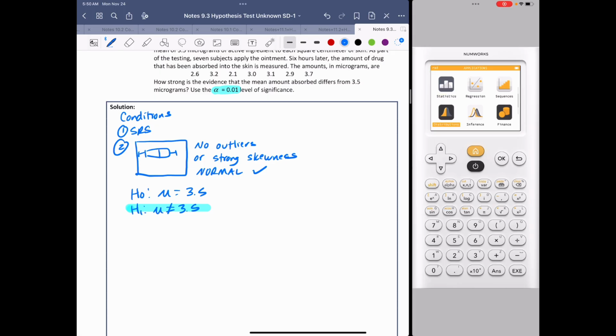All right, so I'm going to go to my calculator. I'm not going to do distribution this time. I'm going to do inference. I want the calculator to do the math. I'm going to do a test, and I'm going to do one mean, and I'm going to do a t-test. My null hypothesis is 3.5. My alternate is not equal to. I'm going to use my data set. Notice it's going to automatically pull it up from that list. My significance level is 0.01.